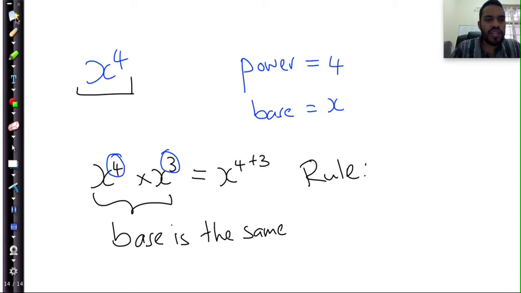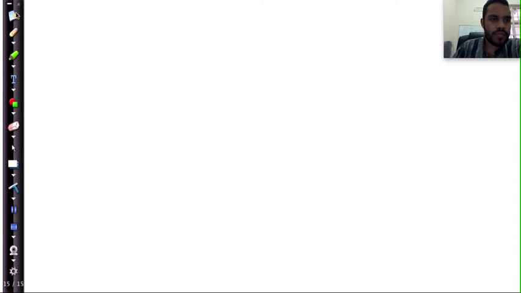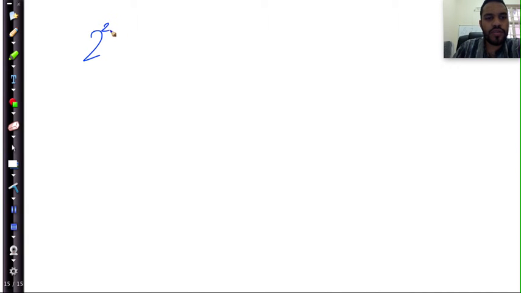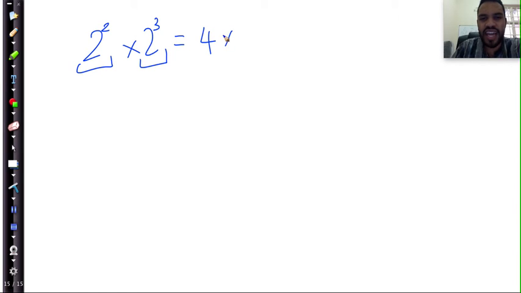Okay, so let's use an example with numbers. 2 to the power of 2 multiplied by 2 to the power of 3. 2 to the power of 2 is equal to 4, and 2 to the power of 3 is just 2 times 2 times 2, which is 8. And that's going to give me 4 times 8. And 4 times 8, 8, 16, 24, 32.